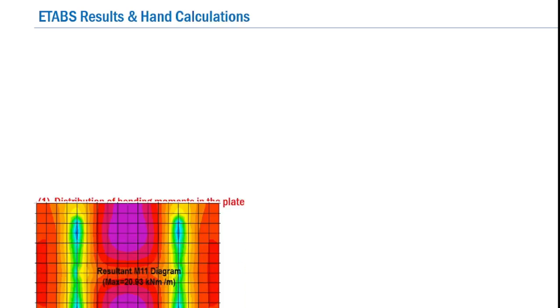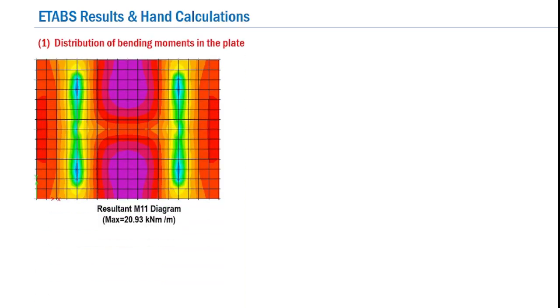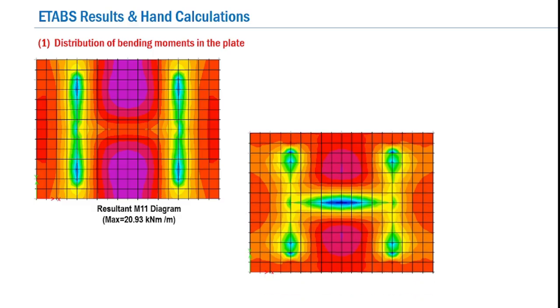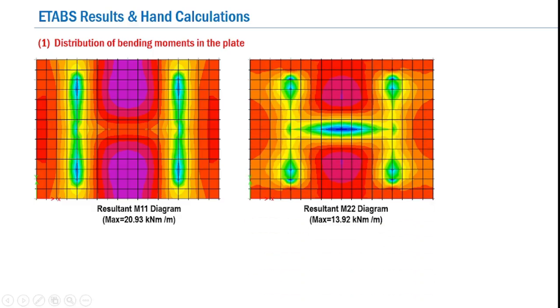Now next, let me take you to the distribution of the bending moments in the plate. Here is shown the resultant M11 diagram with a maximum value of the moment as 20.93 kilonewton meter per meter. And next is shown the distribution of the resultant M22 diagram across the plate, and here the maximum value is 13.92 kilonewton meter per meter. Accordingly, we conclude that it is the M11 diagram that critically governs the base plate thickness.